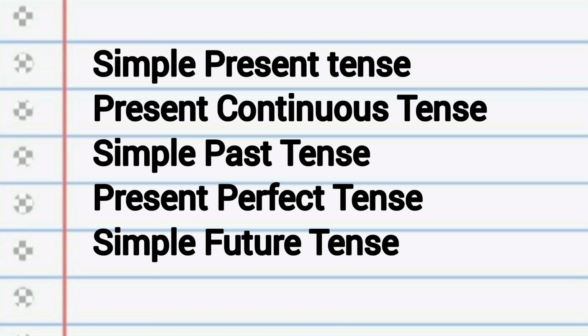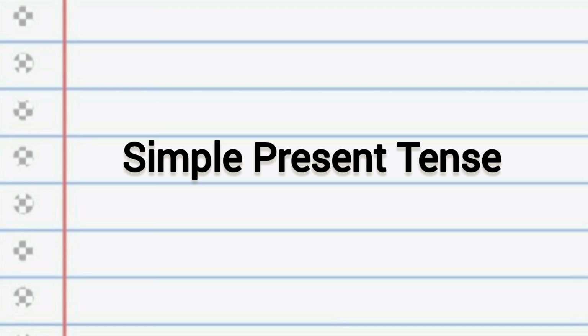Let's take a brief look at the following 5 tenses. This will help you understand them better. So let's get started. Number 1, simple present tense. The simple present tense is used to talk about daily routines, habits, and things that happen regularly.